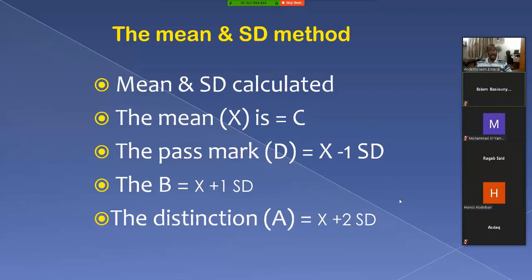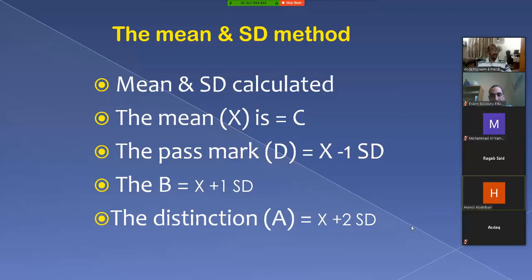So this is called the curving, but the curving based on calculations, norm referencing. Because there is another type of curving, we will discuss it in the normalization session on Tuesday. But anyhow, this is how you apply the mean and the standard deviation method.